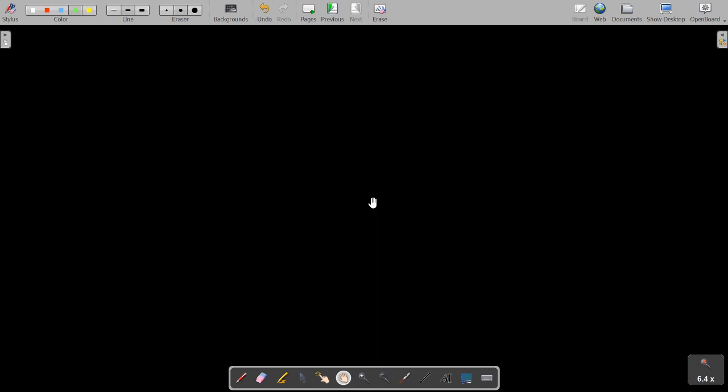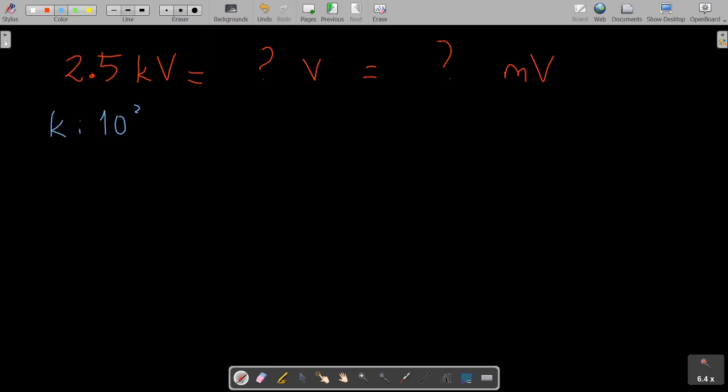Now let us see some examples so that everything makes more sense. Let's see. If we are asked to convert 2.5 kilovolt into volts and millivolts. So we are asked how many volts is 2.5 kilovolts, and how many millivolts is the same thing. So we know that K stands for 10 to the power 3.